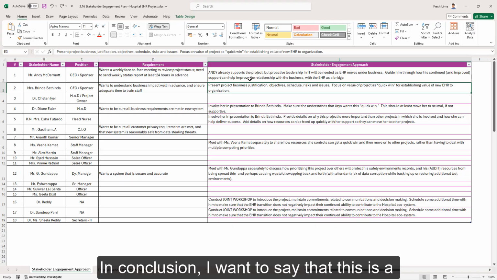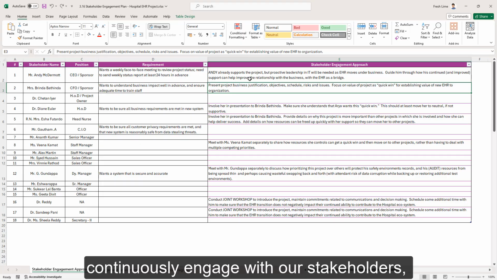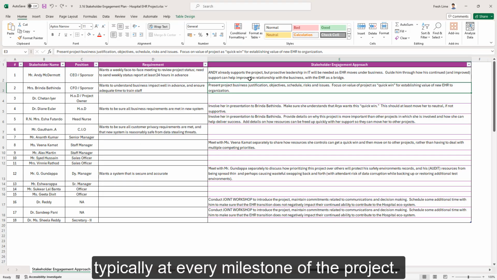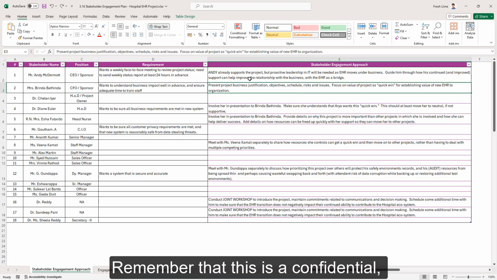In conclusion, I want to say that this is a living document. That means we have to continuously engage with our stakeholders, typically at every milestone of the project. Remember that this is a confidential internal document and it becomes a part of the project management plan.